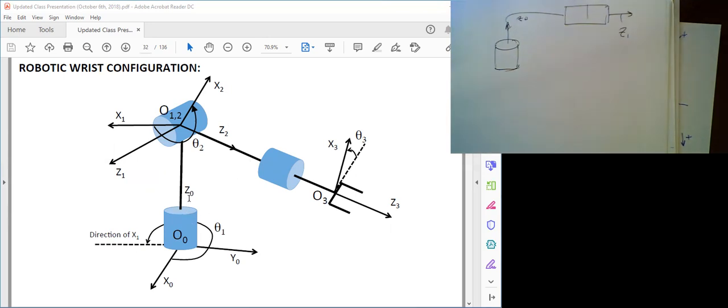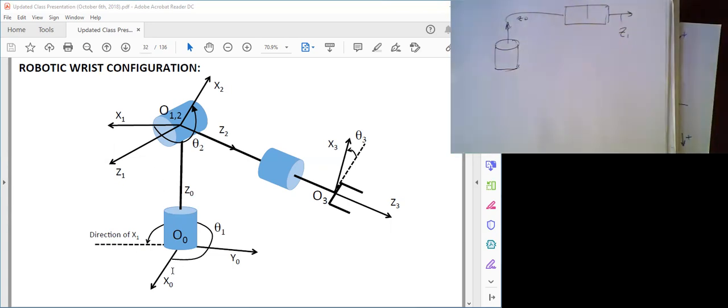And remember that Z0 always drives link 1, and Z1 drives link 2. Z1 is sitting on link 1, while Z0 is sitting on the ground, which is not part of the robot. Z1 is basically this whole thing being rotated.